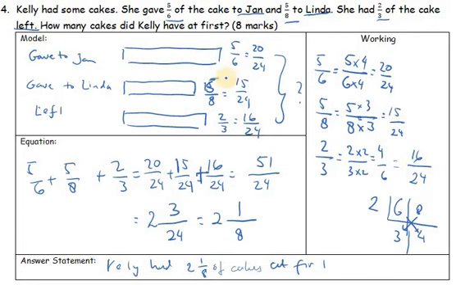And then after that, you do the operation. But you need to read carefully so you can decide whether it is plus or minus. You see, how many cakes did Kelly have at first? It means you need to add up.